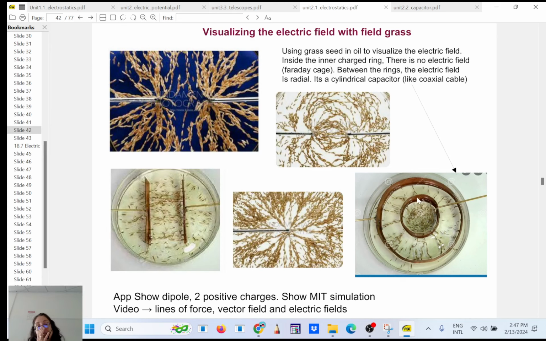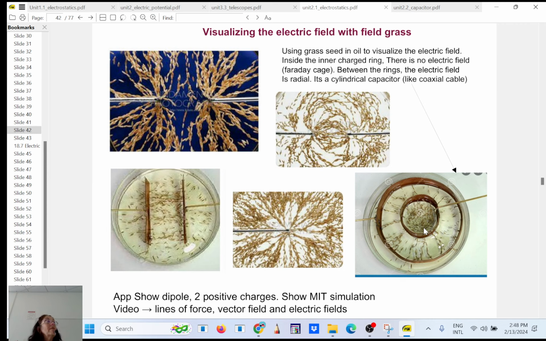Do you see an electric field here? This is, let's say, minus, and this is connected to plus. Do you see an electric field? Yes. Do you see how they are aligned? They follow the pattern. But what's happening inside? Are they aligned? Do you see a pattern or is it just random? Random. So what does it mean? It means that inside a conductor, there is no electric field.